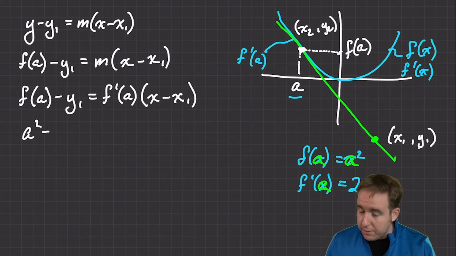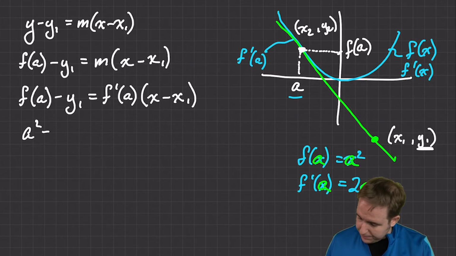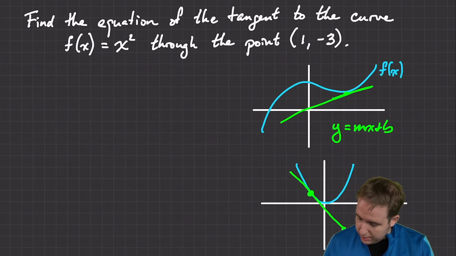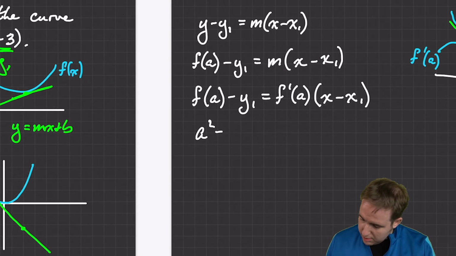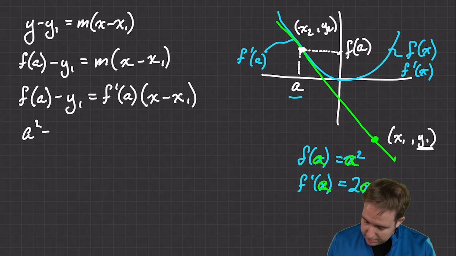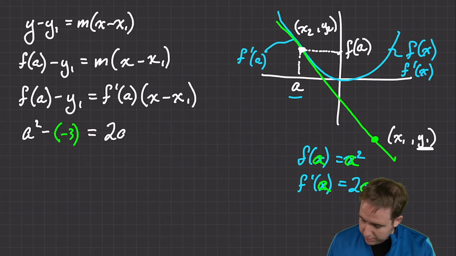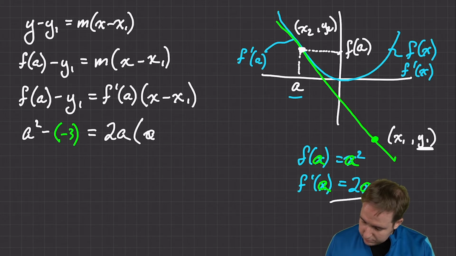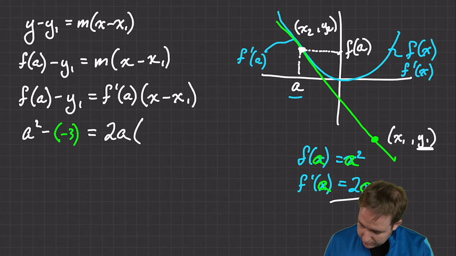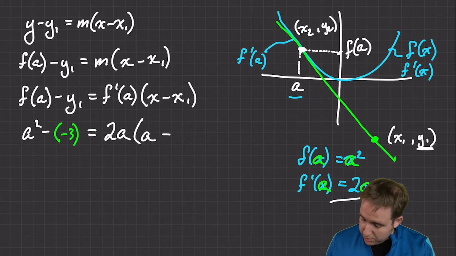So this is f of a, which is a squared. y1 over here, this point was 1, negative 3. So that's my x1 and that's my y1. So a squared minus negative 3. This is 2a, which we worked out over here. This is x minus a. And this is, in this question, 1.